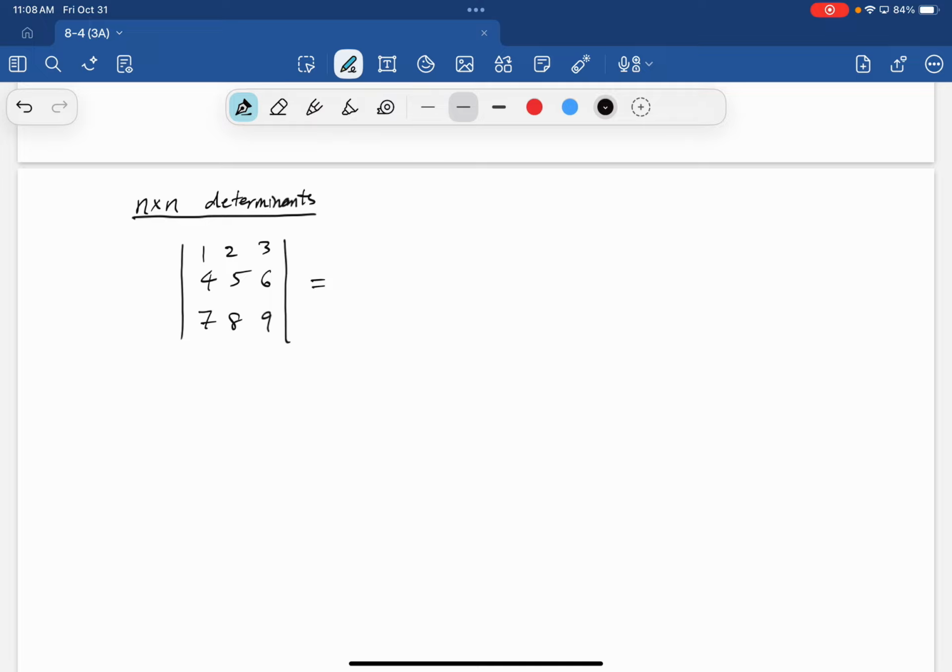The value of this determinant is equal to positive 1 times the determinant of 5, 6, 8, 9, minus 2 times the determinant of 4, 6, 7, 9, plus 3 times the determinant of 4, 5, 7, 8. All right, anybody see the pattern? No. Okay, maybe this is a good IQ test. I don't know.